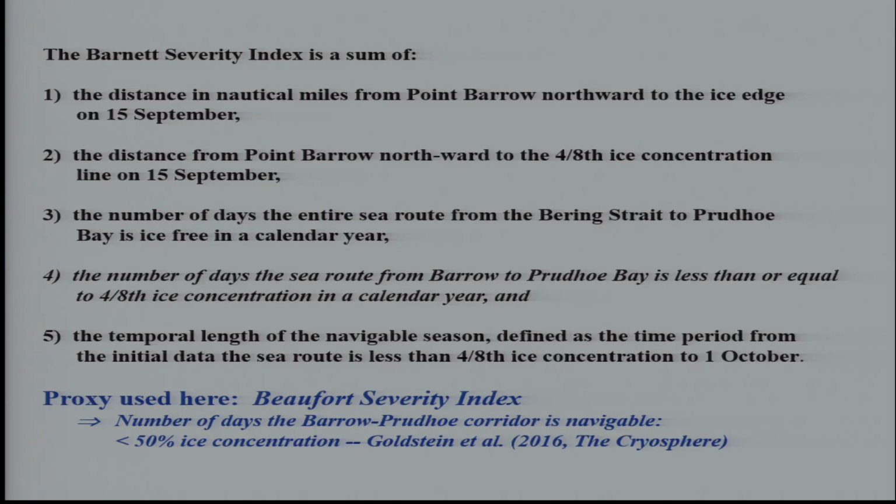So the index we're going to be using is essentially one component of the old Barnett Severity Index. It's number 4 on the list. Number 4 on that list of the Barnett Index is the number of days the sea route from Barrow to Prudhoe is less than or equal to 50% concentration in a calendar year. It's essentially saying that there needs to be a continuous corridor of open water defined by that 50% concentration threshold.